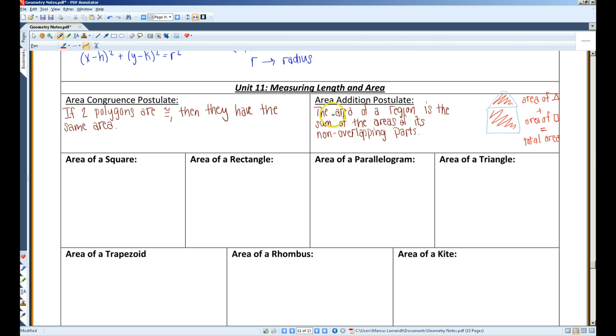The area addition postulate is a lot like the angle addition postulate, the segment addition postulate, the arc addition postulate. Basically, it says the area of a region is the sum of the areas of its non-overlapping parts. So, for example, if you had a figure that looks kind of like a house, a square with a triangle on top, and you wanted to find its area, you could find the area of the triangle, the area of the square, add those two areas together, and you get the total area.